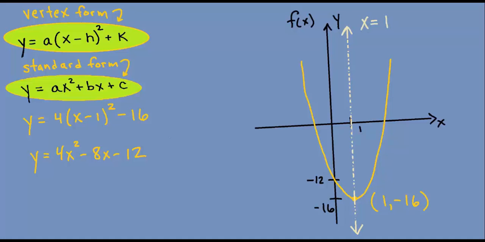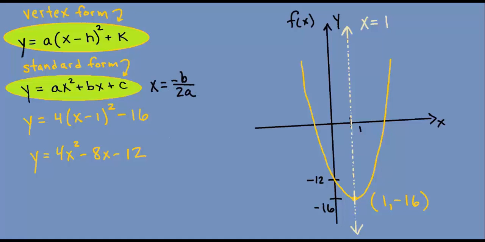And remember, we could get that x equals 1 from either the vertex form or the standard form. The vertex form is easier because it's right there. It's just the opposite of that number. In the standard form, we had to use a little formula, and that was this.